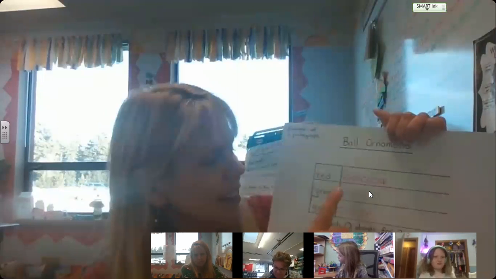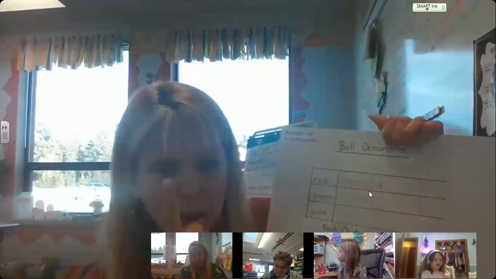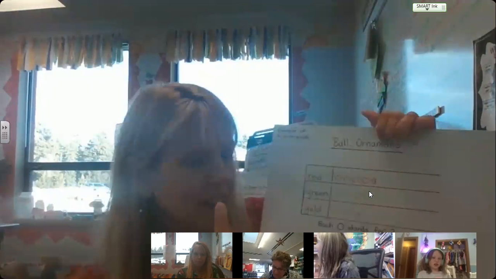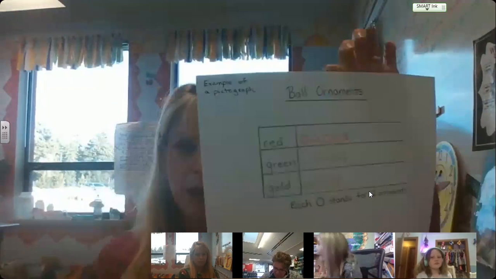For green, I have 2, 4, 6, 8. And for gold, I have 2, 4, 6, and then another half, which would equal 1. So half of 2 is 1, would be 6 plus 1 is 7. So that is my pictograph.